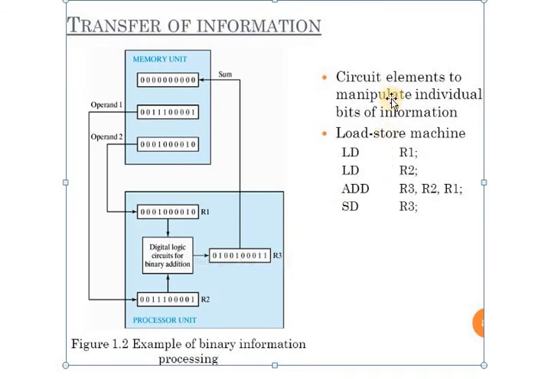See here, these are circuit elements to manipulate individual bits of information. This is a load store machine. So load R1, load R2, add R3, that is, the content of R1 and the content of R2 are added and stored in R3. See here, load R1 means the register R1 is loaded, load R2 means the register R2 is loaded. Now the digital logic circuit for binary addition performs the sum and stores it in R3, that is add and store in R3.